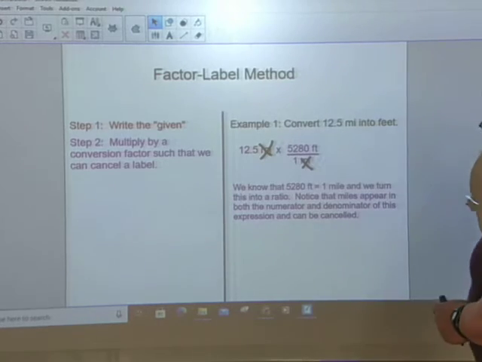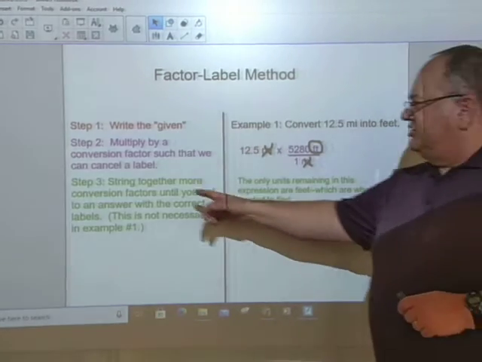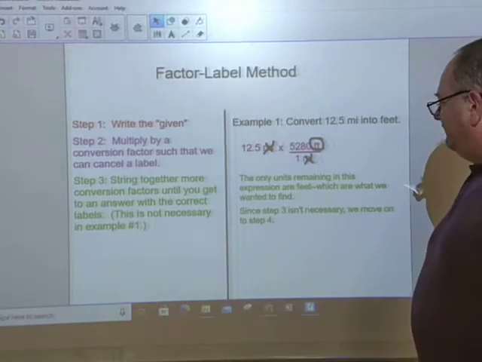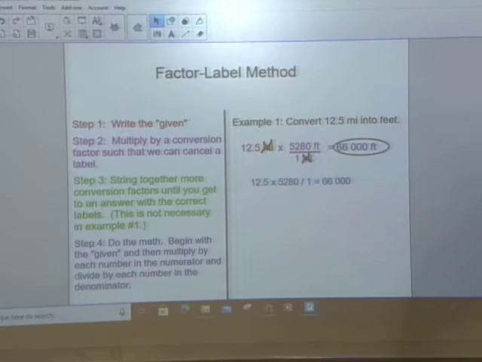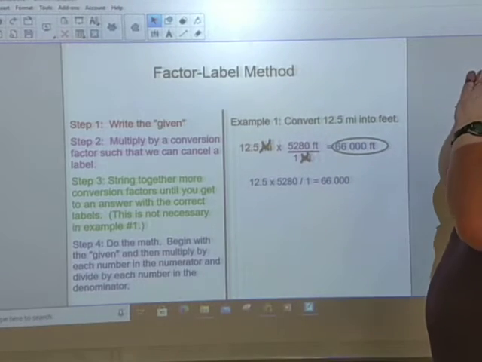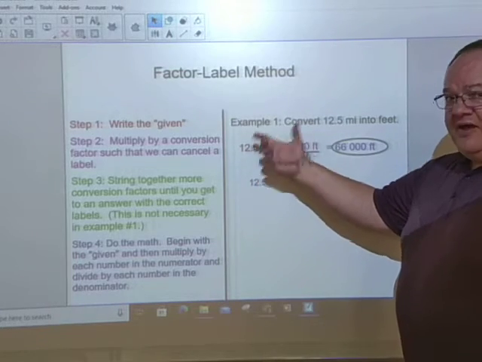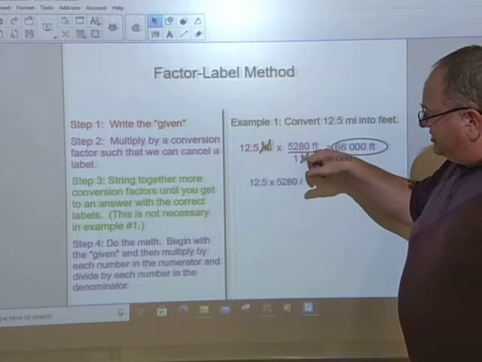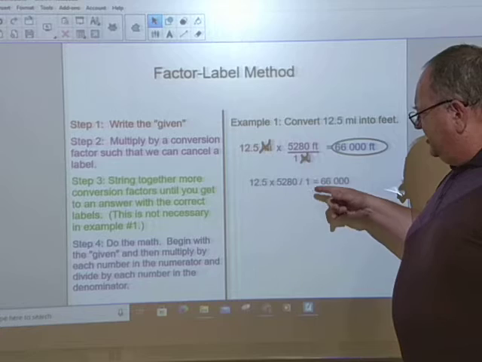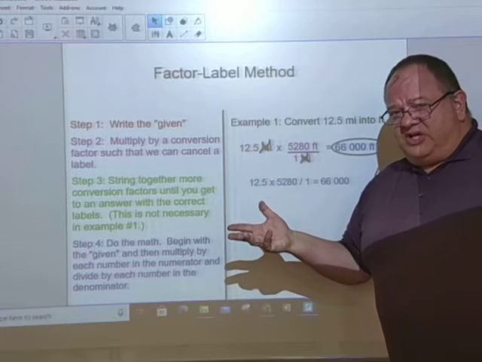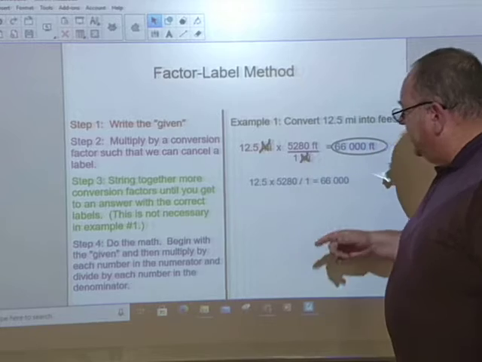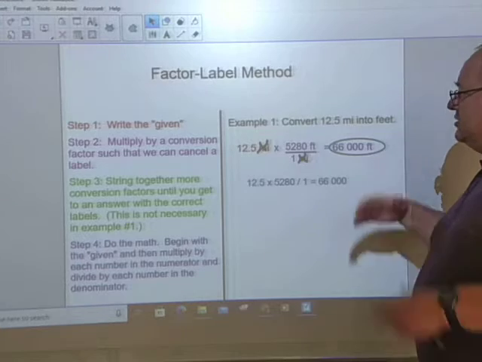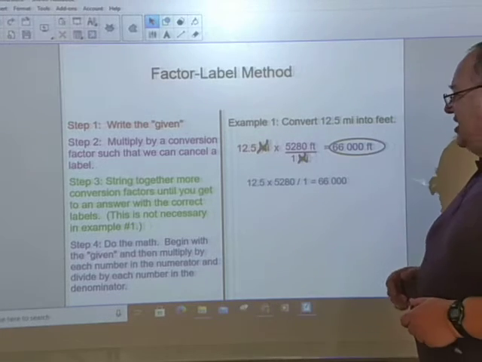All right, so if that's what I'm looking for, step 3 where it says string together more conversion factors, I don't have to. I'm already at the label I'm looking for. Step 4 says do the math. Well, my math says take 12.5, because that's my starting quantity, multiply by 5,280, and then this line right here means division. But in this case, we're dividing by 1. I really could skip that step. I don't have to punch that into my calculator. But when all is said and done, I see that I have a value of 66,000 feet. 12.5 miles is 66,000 feet.